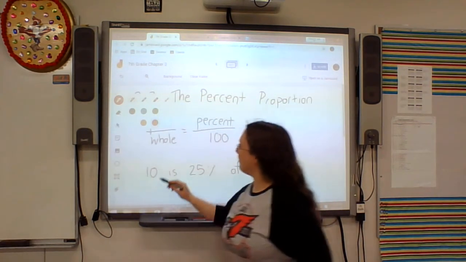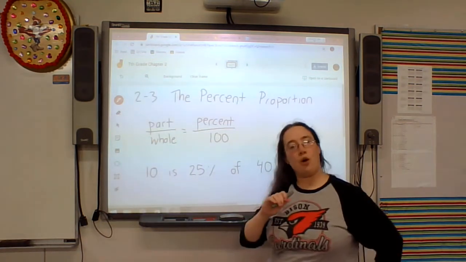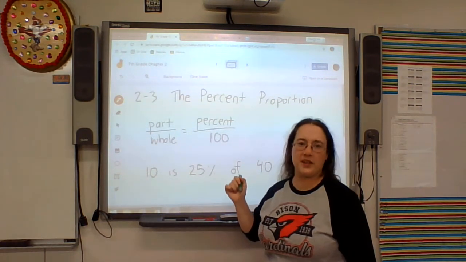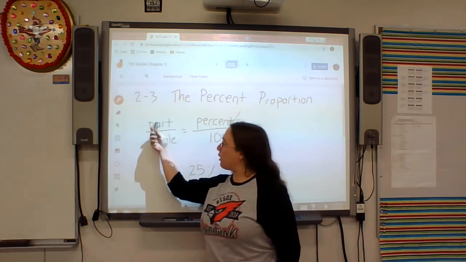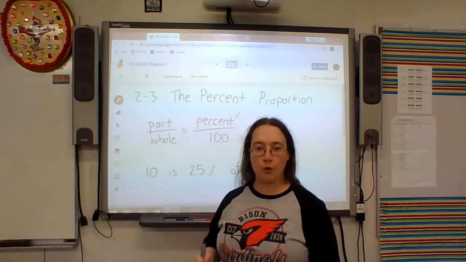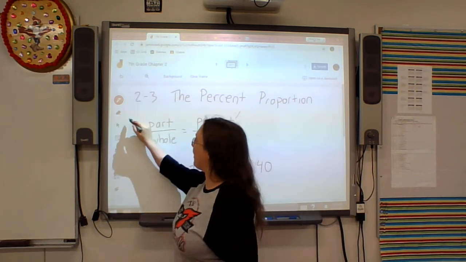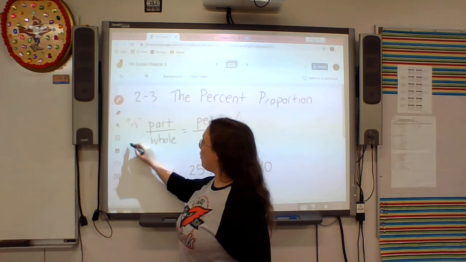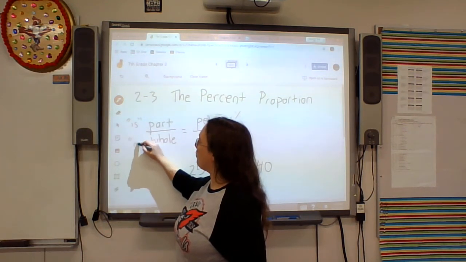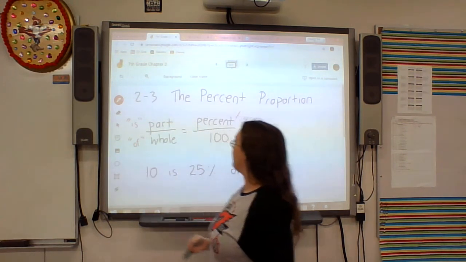And in general, if you're trying to figure out which part's your percent, conveniently it's the thing that has a percent sign next to it. If you're trying to figure out which part is your part and which part is your whole, in general, your part is the thing that has an "is" by it. And your whole is the thing that has an "of" by it.